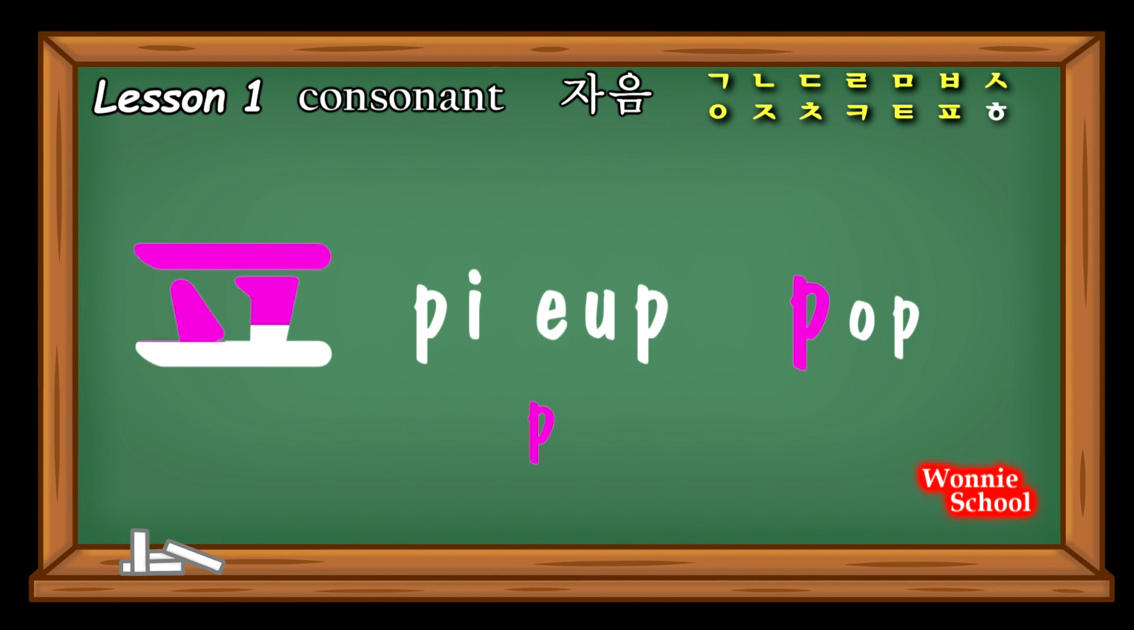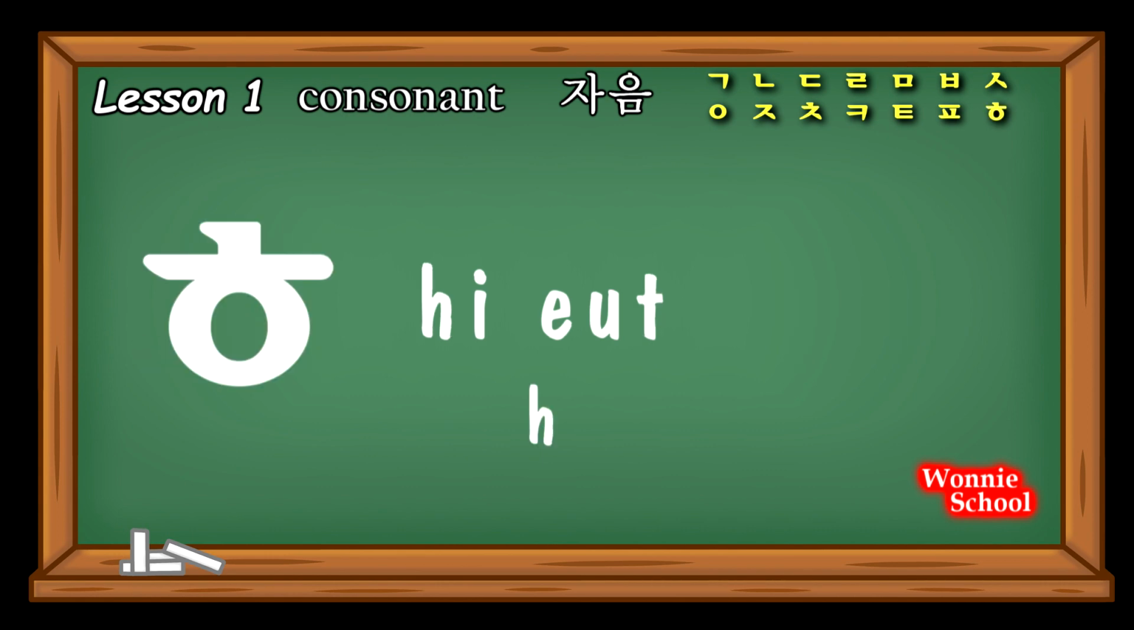1, 2, 3, 4. Did you try to write it down on your notebook already? Let's do it one more time. 1, 2, 3, 4. Perfect. Then let's move on to the last consonant. It's he, and it has the sound H. So it's just like the word hope. Hope.